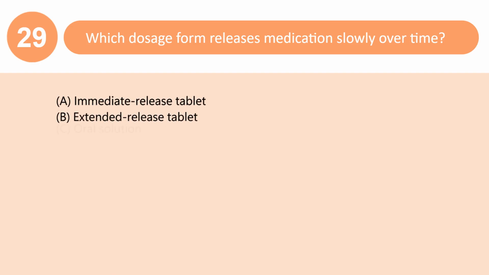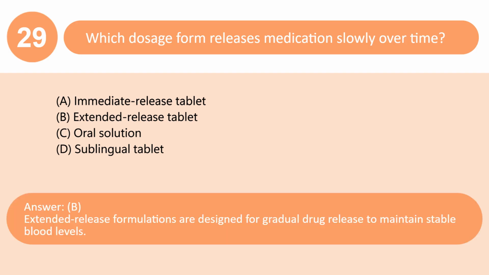Which dosage form releases medication slowly over time? A. Immediate release tablet. B. Extended release tablet. C. Oral solution. D. Sublingual tablet. Answer B. Extended release formulations are designed for gradual drug release to maintain stable blood levels.